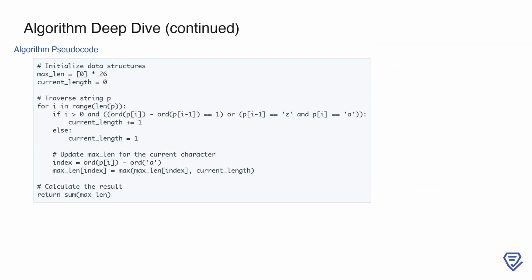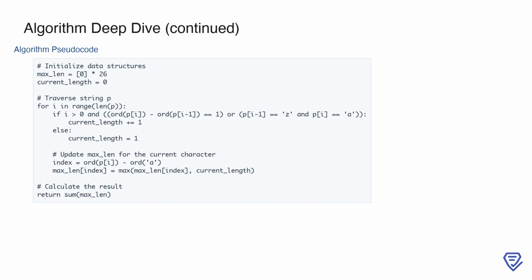Now, let's break down the algorithm into pseudocode. We start by initializing the max_len array with 26 zeros, one for each letter of the alphabet, and set current_length to 0. Then, we traverse the string p. For each character, we check if it extends the wraparound substring from the previous character. If the condition is met, we increase current_length. Otherwise, we reset it to 1.